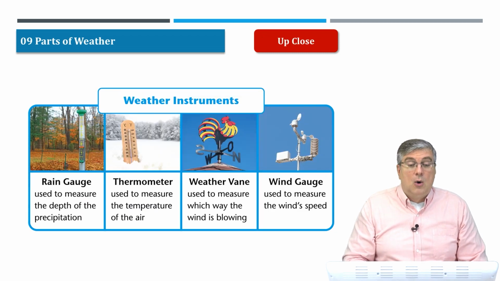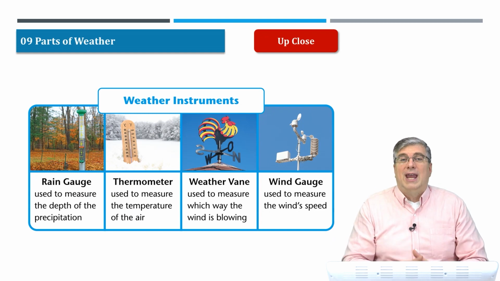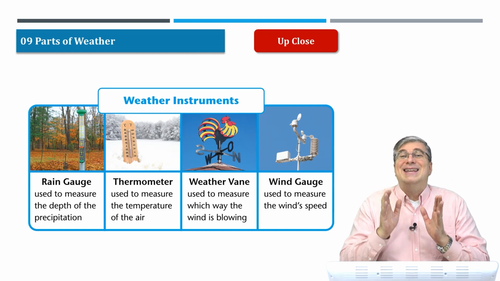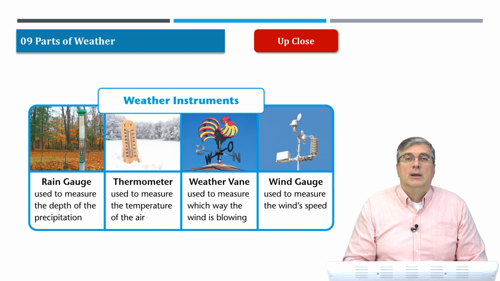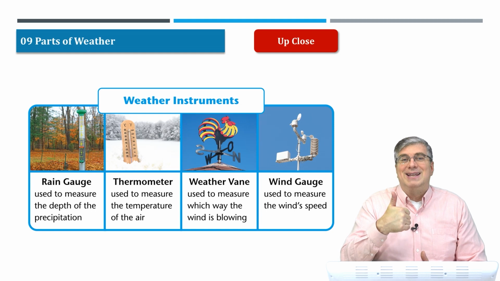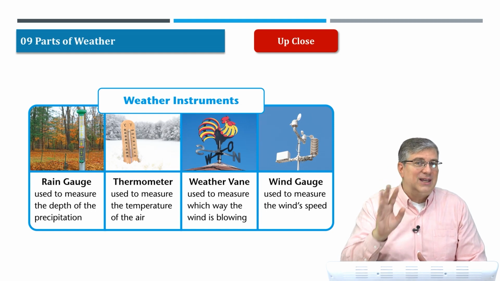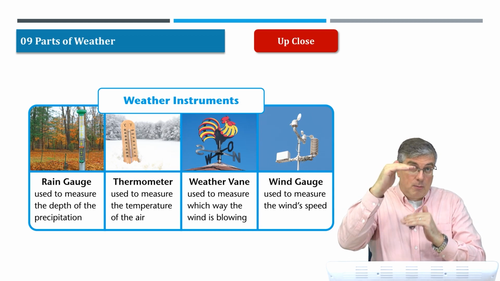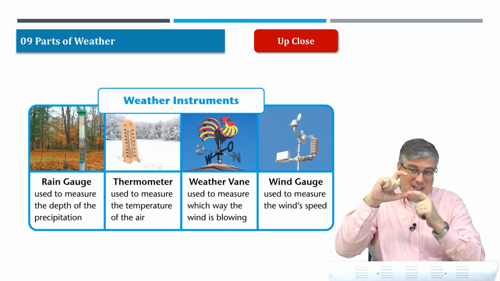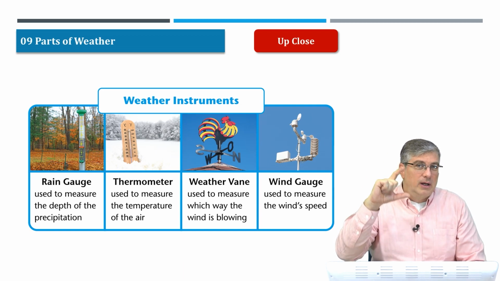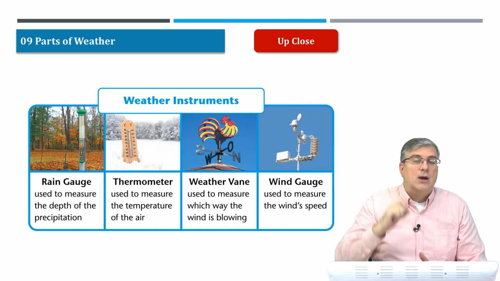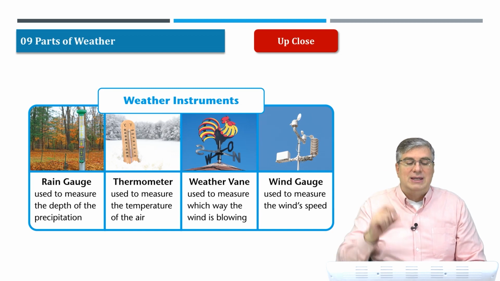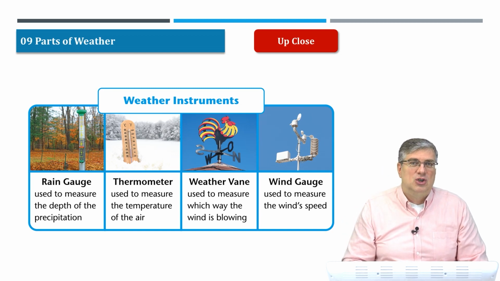Okay, next. Weather instruments. Of course, we saw in the vocabulary there are many instruments for measuring the weather. Okay, first we have a rain gauge. And remember, there are many types of gauges. A rain gauge just measures the depth, how much, right? You can measure it. How deep is it? Is it 1 centimeter, 2 centimeters, 3 centimeters? How deep is the water that fell from the sky? That is a rain gauge, used to measure the depth of the precipitation.